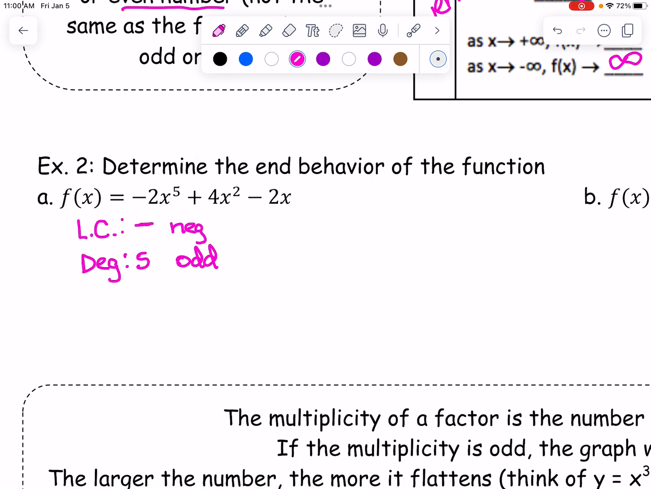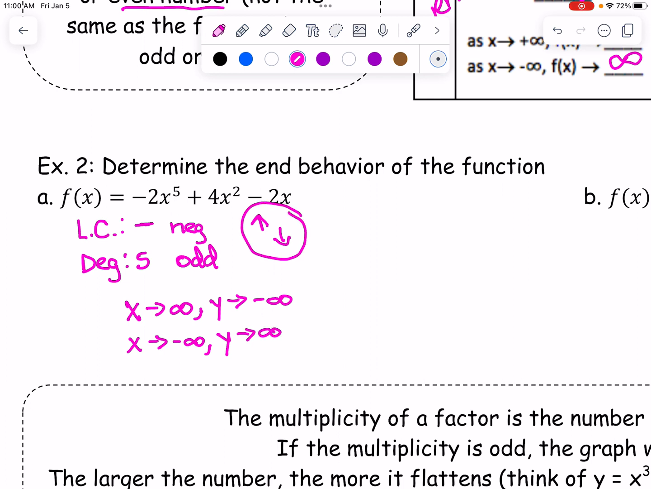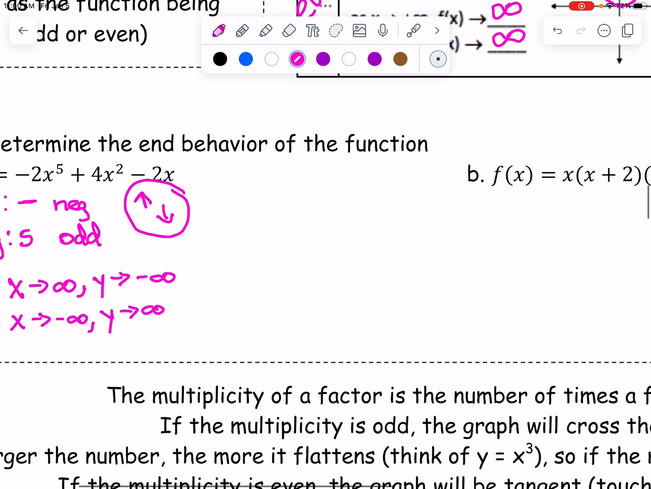So since it's odd, we know that it's going to be facing opposite directions, and since it's negative, it's going to start high and finish low. So our end behavior is going to be, as x approaches positive infinity, y approaches negative infinity, and as x approaches negative infinity, y approaches positive infinity. I would suggest that you draw that to remind you what your ends are going to look like.